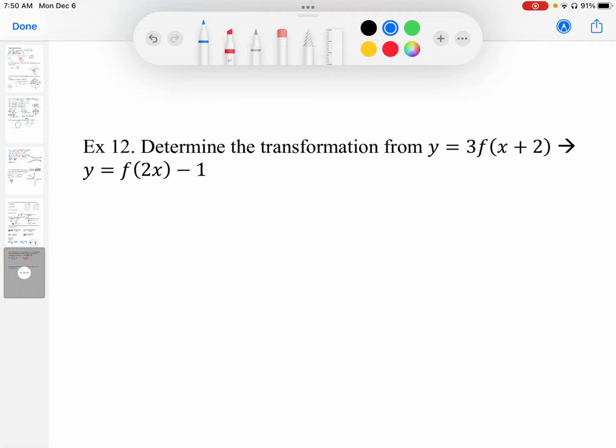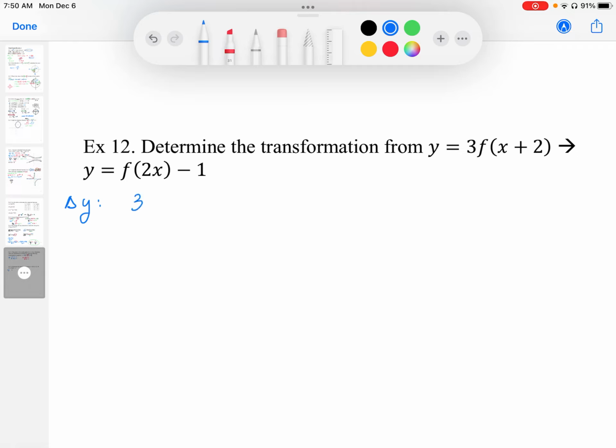Okay, so this last one here, we want to transform a previously transformed function, 3f of x plus 2, into a different transformed function, f of 2x minus 1. So this can be a bit complicated, so we want to just kind of organize things. So we're just going to start with the y's because the y's are relatively straightforward.